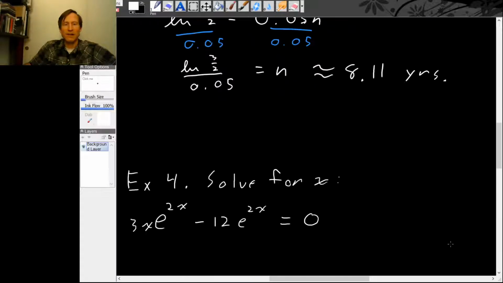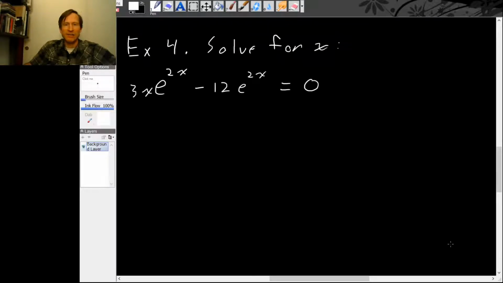All right, one final example. Let's solve this equation for x: 3x times e to the 2x minus 12 times e to the 2x equals 0. This one looks a lot more complicated, but it's important not to get so wrapped up in the fact that there are exponentials showing up here that you forget all of the other algebra you already know.